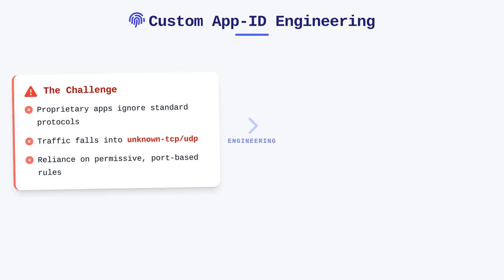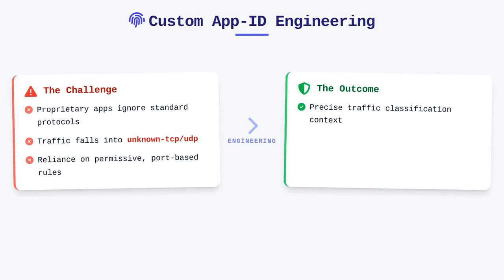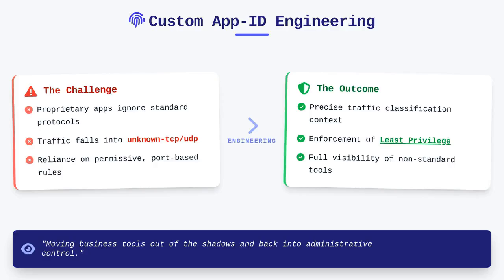By constructing custom App-ID signatures, we provide the firewall with the specific context needed to classify this traffic accurately. This allows us to move away from permissive rules based solely on ports or generic categories, effectively enforcing the principle of least privilege. The process of engineering these identifiers is not just about making logs look better. It is about reclaiming control over the traffic traversing your infrastructure by ensuring that non-standard administrative business tools stop operating in the shadows of generic protocol labels.